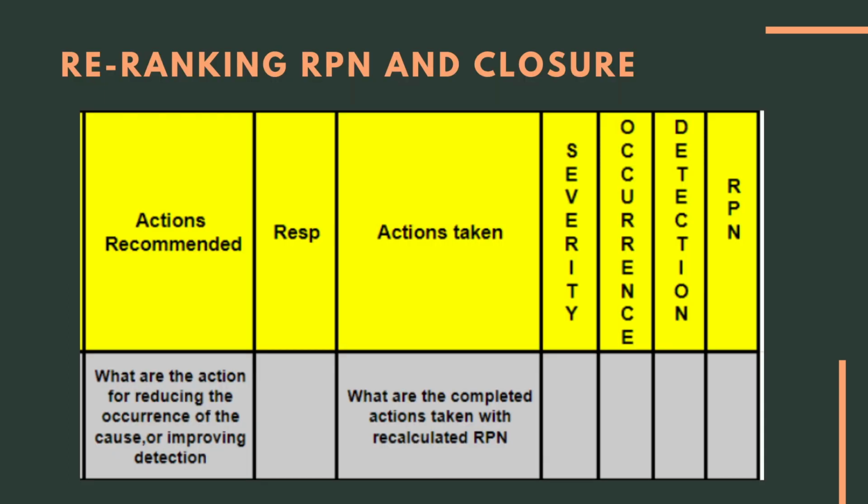After implementing these actions, we need to note the results and recalculate the risk priority number to assess the progress and the impact. So during the re-ranking of the risk priority number, we need to confirm the relative improvement. The severity ranking never changes. Occurrence can be changed and also detection can be changed.